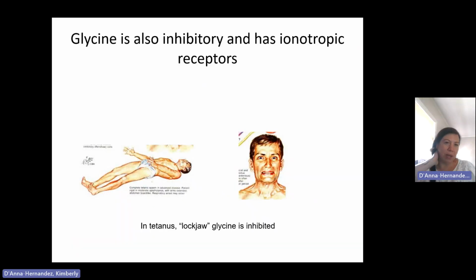Glycine, we're never really going to talk about it again, but it is also an amino acid neurotransmitter. It's inhibitory and it has ionotropic receptors. It's located in the central nervous system and primarily in the spine. So if anybody ever gets tetanus, they say you get lockjaw, it inhibits glycine. So if you inhibit the inhibition, then you have a lot of activation because you have less inhibition.